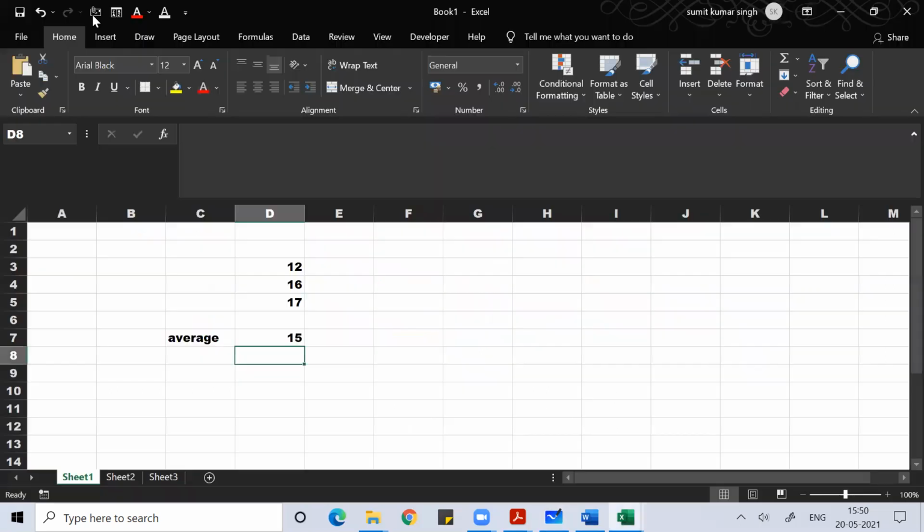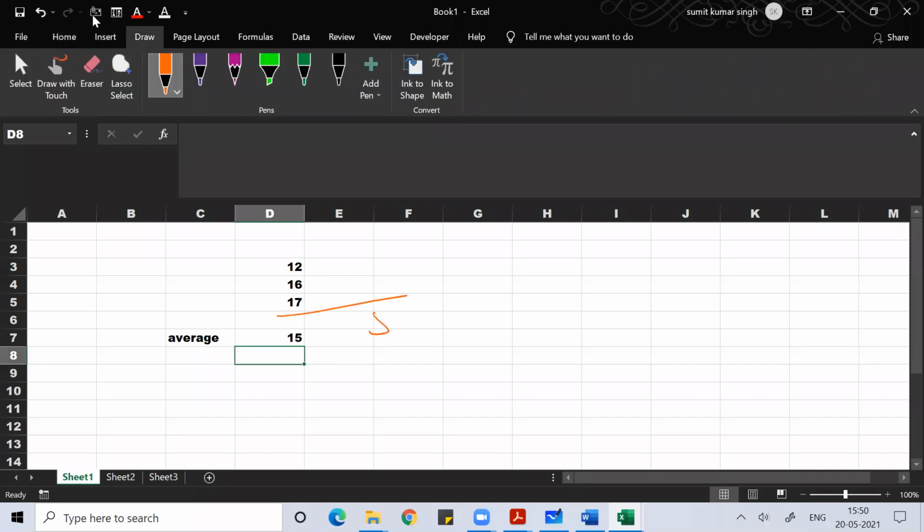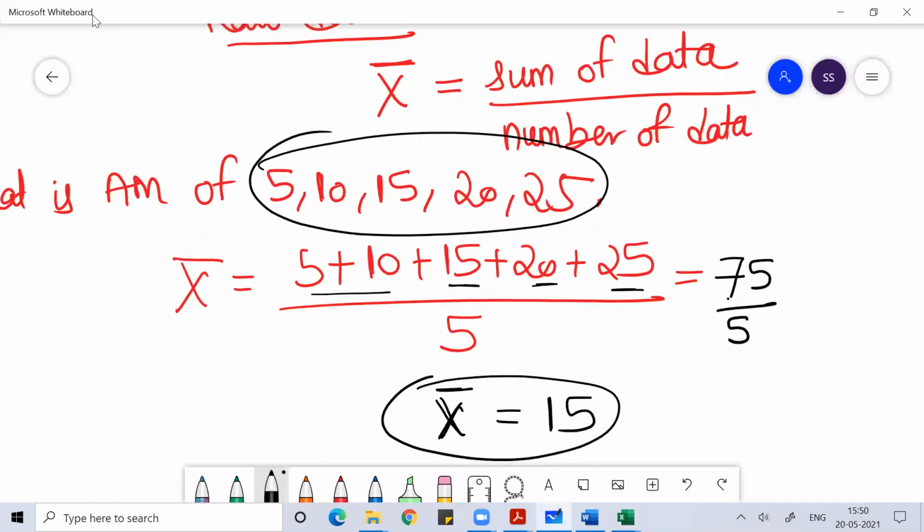The same thing I did here. When I used average, I used the same thing. I simply did the sum of 12 plus 16 plus 17. What is the sum? The sum is 45. The number of data was 3. So the arithmetic mean of that would be 45 by 3, which is equal to 15. I think you people are understanding; I'm teaching you a very basic thing. This is the formula of arithmetic mean.